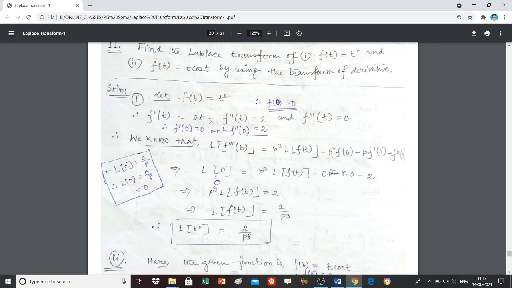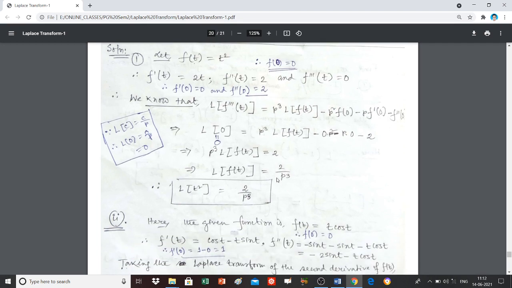Therefore, our function is f(t) = t². So the Laplace transform of t², which is also given here, is equal to 2/p³. So we have computed this Laplace transform of t² using the transform of derivative. So it is also very interesting.